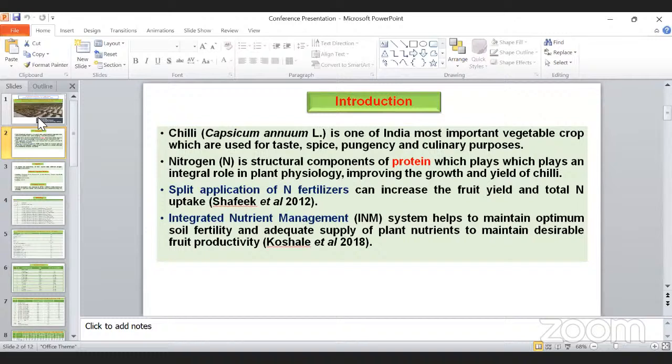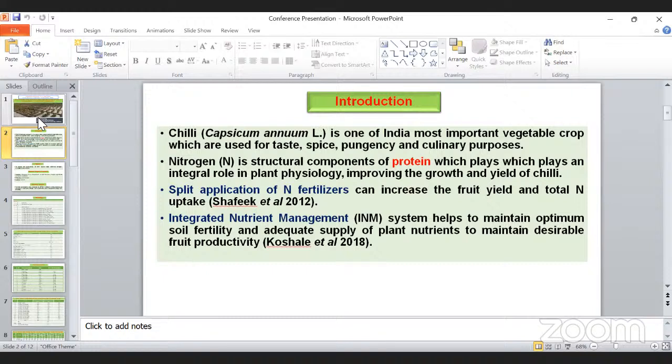Nitrogen is the primary nutrient element, a structural component of protein, and plays an important role in plant physiology, improving the growth, yield, and development of chili. The widespread use of nitrogen fertilizer and the limited use of FYM in modern agriculture result in the loss of soil organic carbon and multi-nutrient deficiency. India consumes 16% of the nitrogen fertilizer globally, with higher fertilizer consumption in developing countries due to the knowledge gap between farmers and scientists and the availability of highly subsidized nitrogen fertilizer.